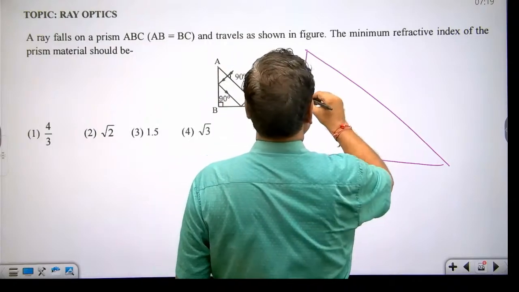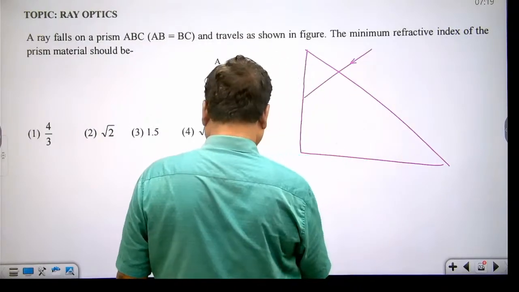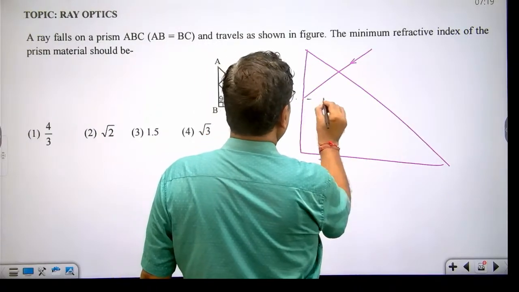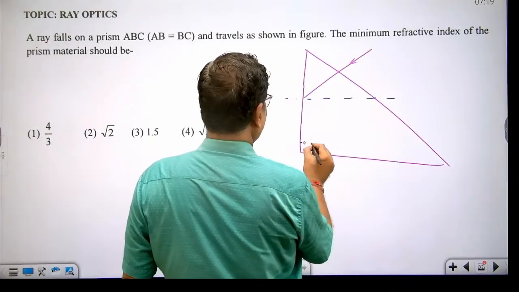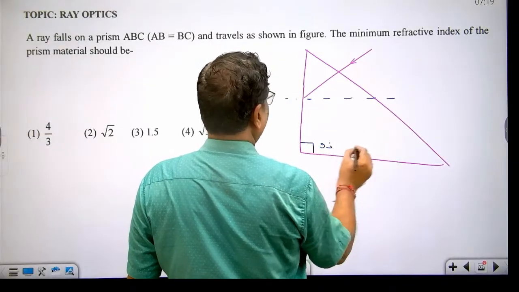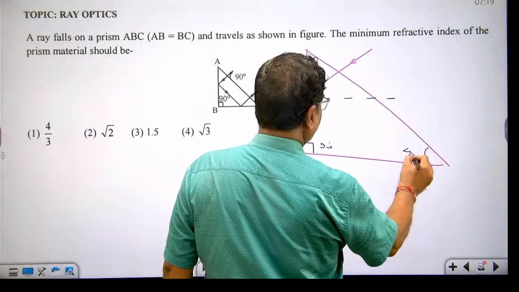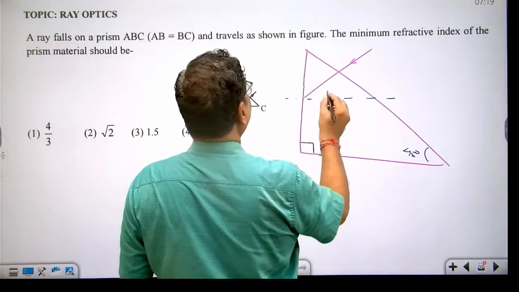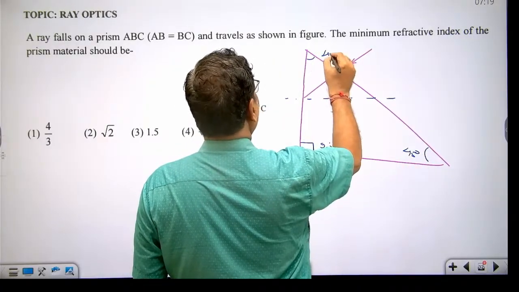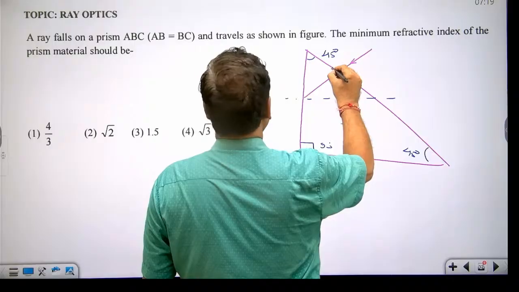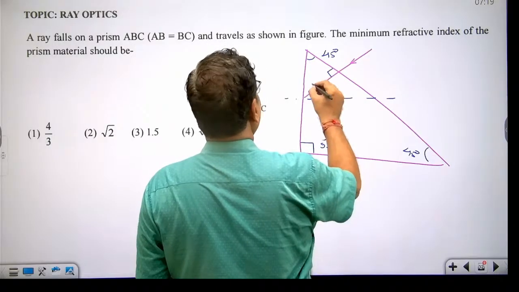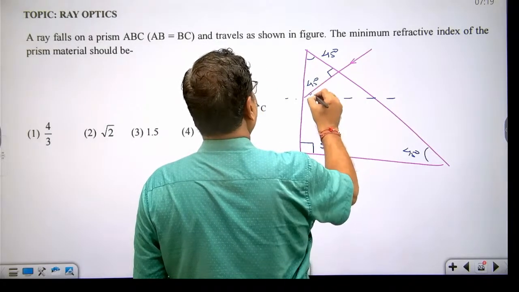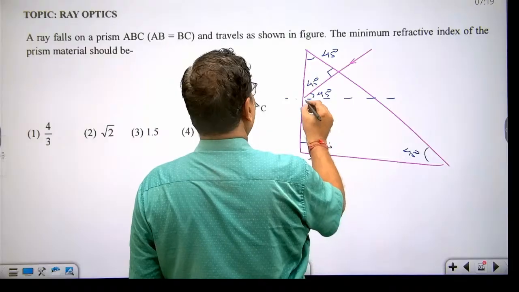Now, if the things are like this, this is the light ray. This angle is 90 degree. This angle is 45 degree. This angle is also 45 degree. This is 90, so this is 45 degree. So this is also 45 degree.